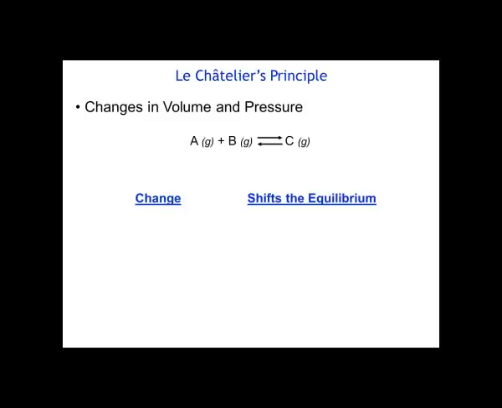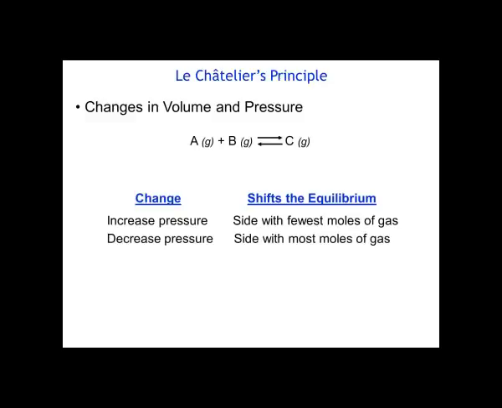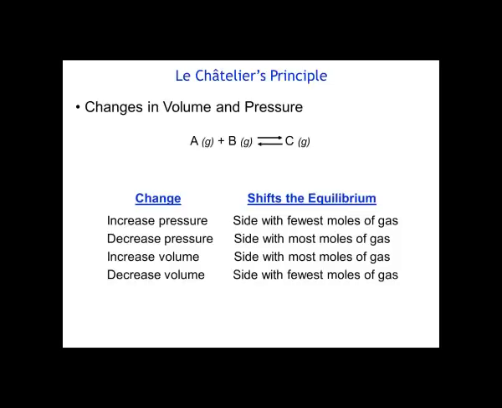How about volume and pressure changes? If we increase the pressure, the shift in equilibrium will be to the side with the fewest moles of gas. If we decrease the pressure, the equilibrium will shift to the side with the most moles of gas. If we increase the volume, the shift is to the side with most moles of gas. And if we decrease the volume, the equilibrium shifts to the side with the fewest moles of gas.